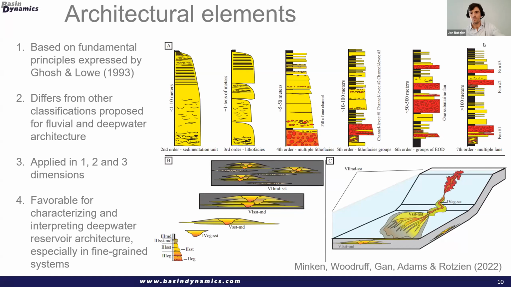And it's based on some of the great work from Lowe and Ghosh and Lowe in the 90s and early 2000s. And it's gotten a little bit more sophisticated from those years. And this differs from other proposed classification schemes of reservoir architecture, some of the great work from Miall, working fluvial systems, or other great deepwater practitioners, in that it uses lithosomes and can be applied in 1, 2, and 3 dimensions, because in many deepwater successions, especially many of the reservoirs we produce from, they're really fine-grained.